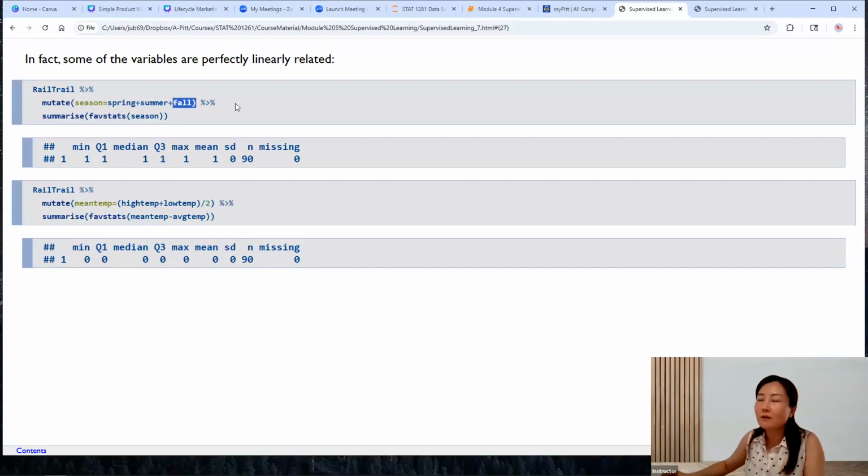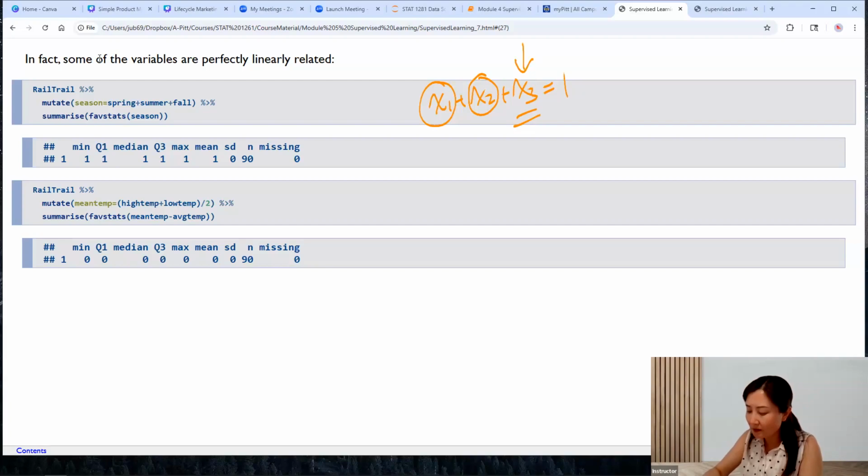For example, the fall dummy variable cannot be estimated because there is a perfect linear relationship between fall, spring, and summer. If you add these three together, you always get 1. So x1 plus x2 plus x3 is always equal to 1. Which means one of them is redundant, because whenever we know two of the variables, the third can be calculated using the formula 1 minus x1 minus x2. So one of them is unnecessary, totally redundant. In this case, the model cannot estimate the slope. It cannot use it at all.